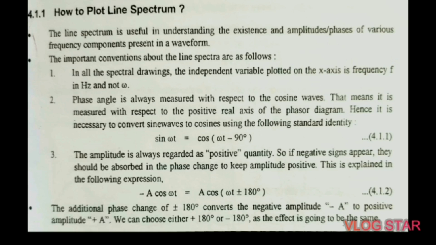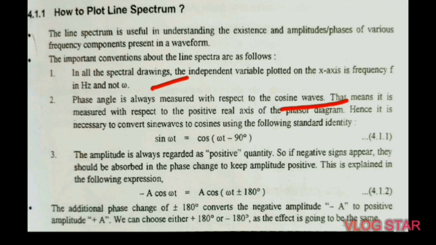The first point is, in all the spectral drawings, the independent variable plotted on the x-axis is frequency f in hertz and not omega. That means on the x-axis we have to plot the frequency parameter, and on y we can plot the amplitude or phase parameter. The second point is that the phase angle is always measured with respect to cosine waves. That means it is measured with respect to the positive real axis of the phasor diagram.